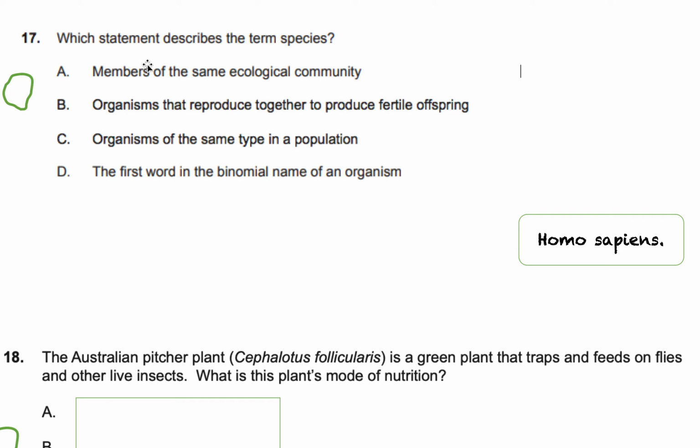So species, is it A, members of the same ecological community? No. This is not true, because a community, if you define it, is a bunch of species living together. So a community wouldn't be how you define a species, because in a community there's a lot of different species, so it wouldn't be a specific species.